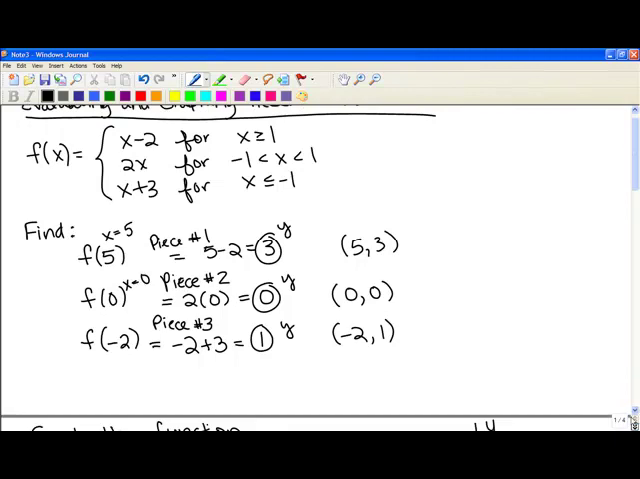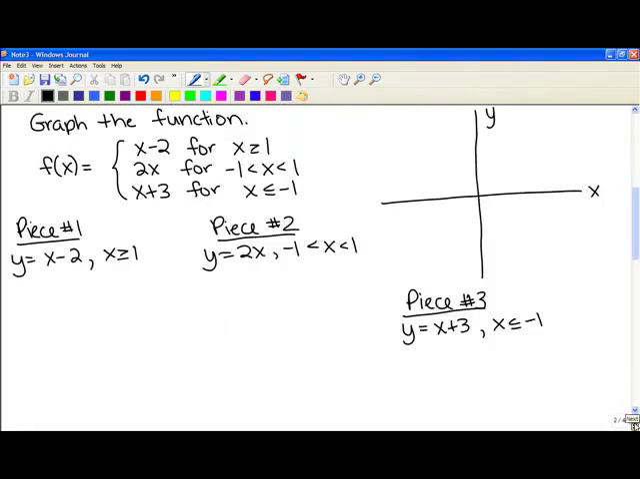Now let's take this function and see how to graph it. So this is our function again, and I'm going to show you how to look at each piece and graph each individual part. So right now I have it set up as individual pieces and the requirements for each piece. So piece number 1 is x minus 2, and x has to be greater than or equal to 1 with that piece.